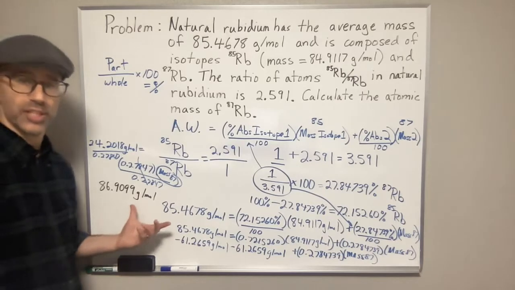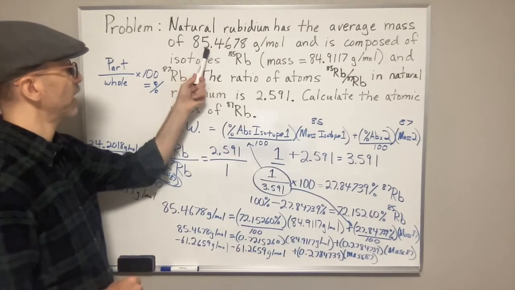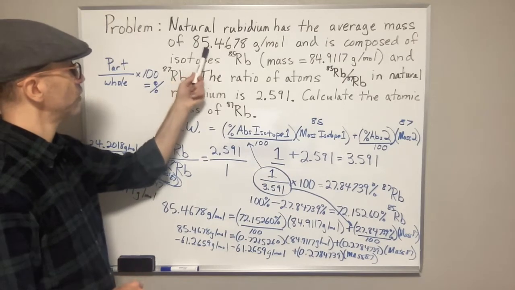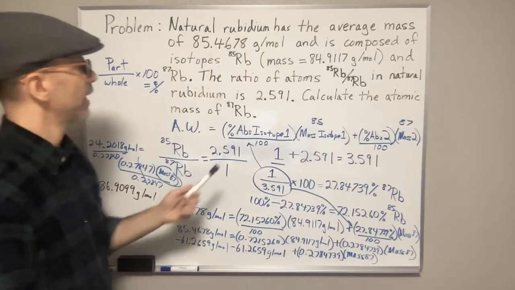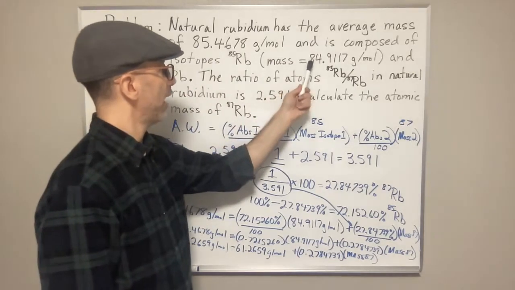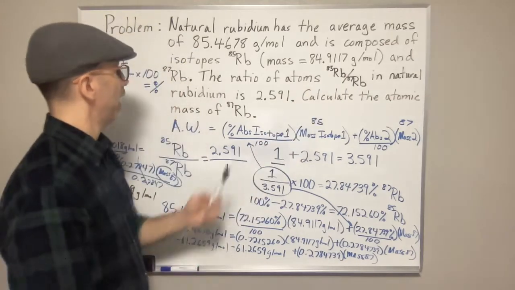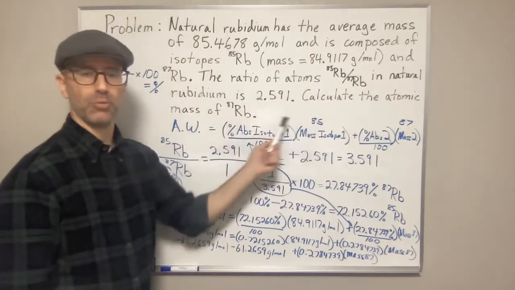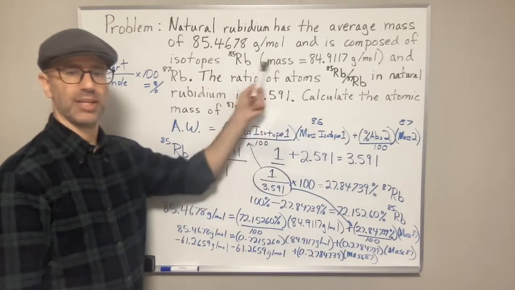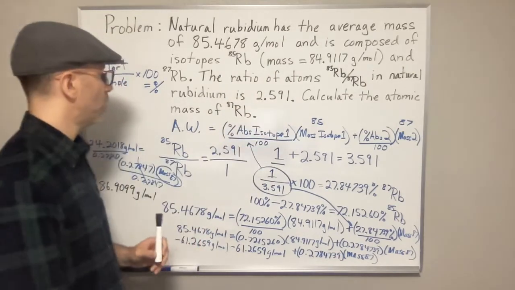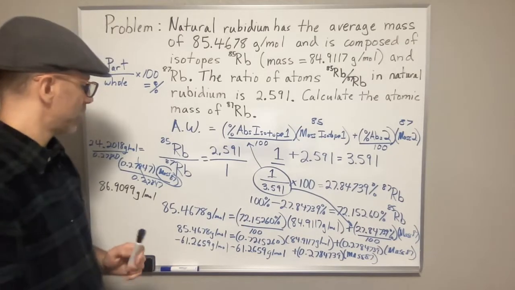We need to check our sig figs. Notice that the significant figures they gave us here is 1, 2, 3, 4, 5, 6. So that's 6 sig figs. They gave us here 84.9117. So that's 6 sig figs. And they gave us this number here, but that's a ratio. So that's going to be infinite. And so the number of sig figs is going to be 6.